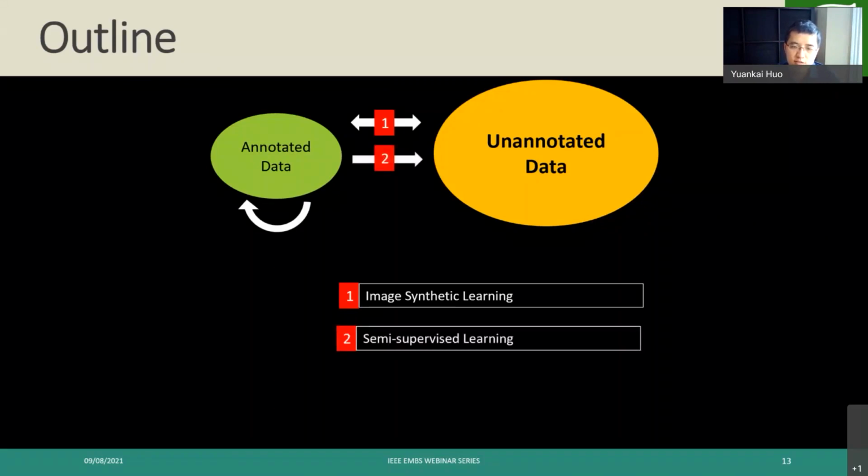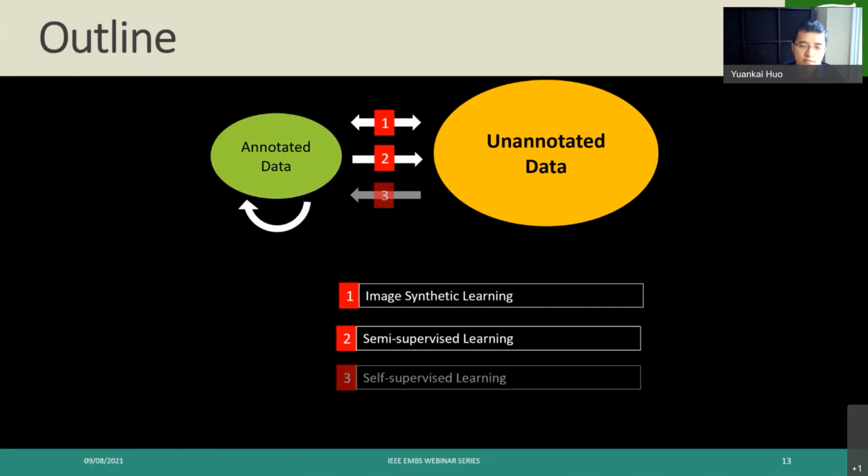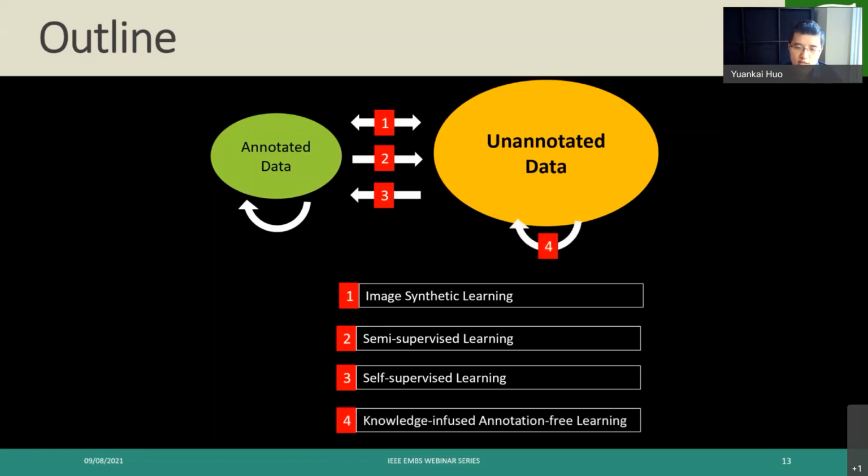The second topic is semi-supervised learning. Suppose we first have a trained model for annotated data. How can we propagate the information to unannotated data? Third is self-supervised learning. That is the reverse way: we first learn a model from unannotated data, maybe without any specific task. Then we can fine-tune the model with annotated data. Last is called annotation-free learning. Is it possible that we just learn from the unannotated data without annotations?